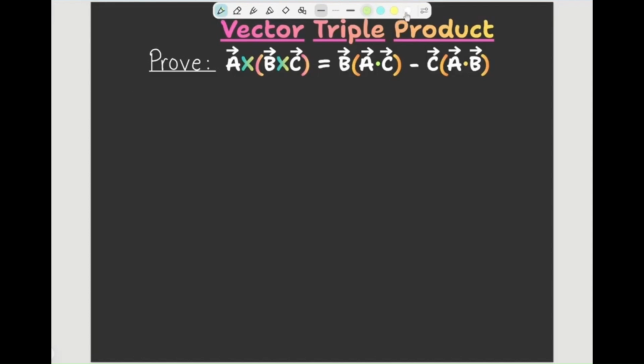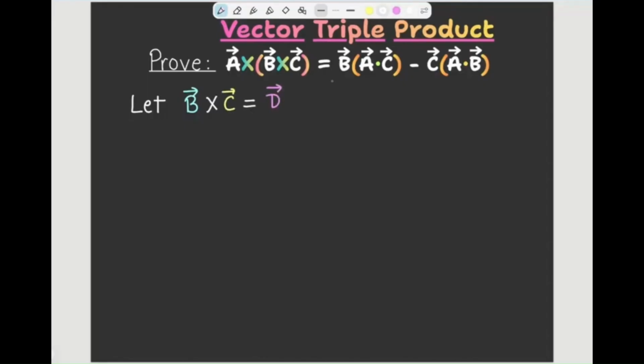Let's now begin working on proving the vector triple product, vector A cross vector B cross vector C equals BAC minus CAB, using the component method. Let's say the cross product B cross C equals another vector D. Now, why are we doing this? We are doing this for a very good reason.